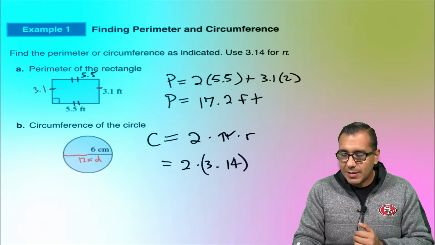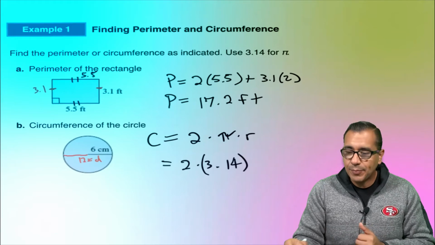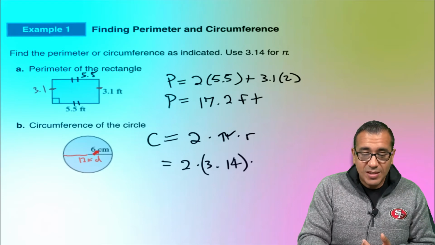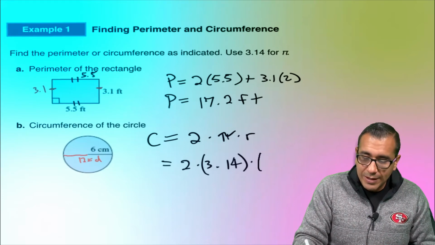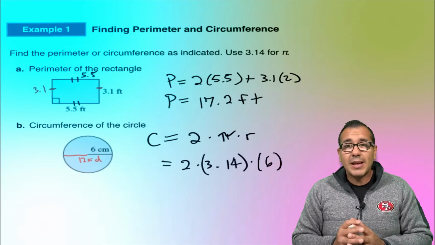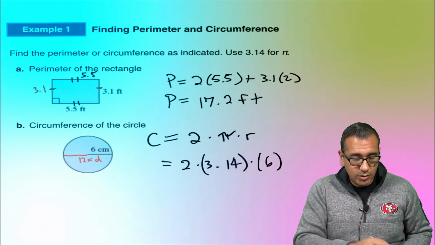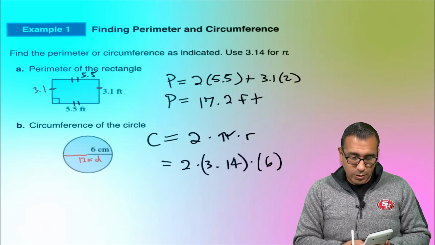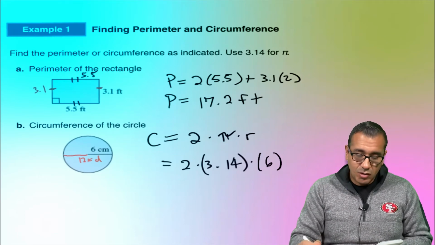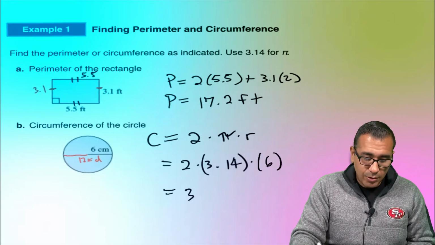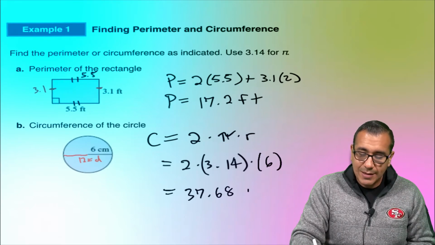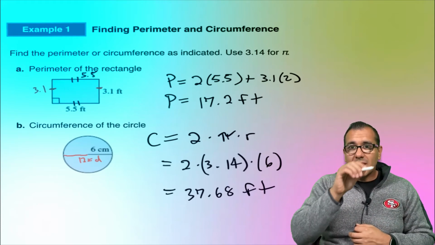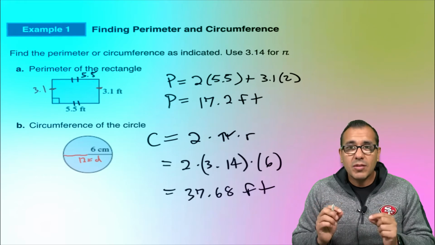I put it in parentheses, but again, all we're going to do is multiply that. And then we're going to multiply that times our radius, and our radius was 6. So now let's take our calculators and multiply those three numbers. So we got 2 times 3.14 times 6. So we're getting 37.68. And again, we're talking about feet because we're talking about that distance around the circle called our circumference.